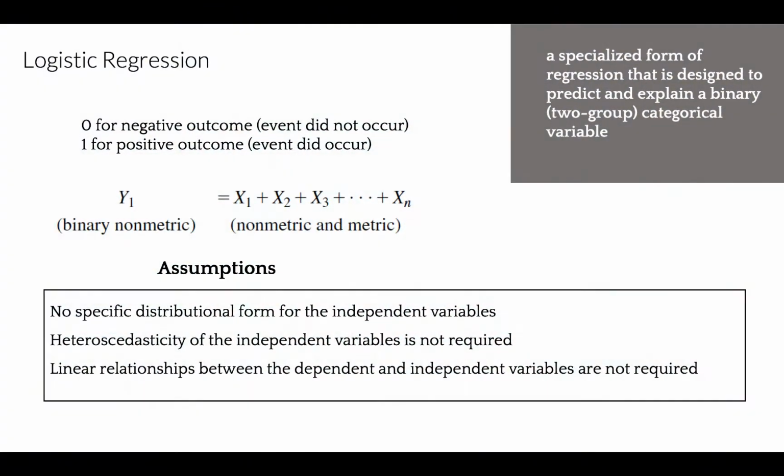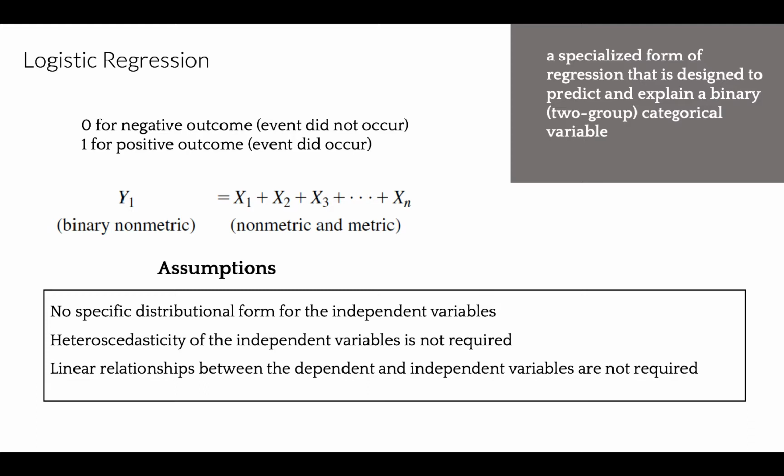Logistic regression is a specialized form of regression that is formulated to predict and explain a binary, two-group categorical variable rather than a metric-dependent measure. The logistic model was originally developed for use in survival analysis, where the response y is typically measured as 0 or 1, depending on whether the experimental unit survives.